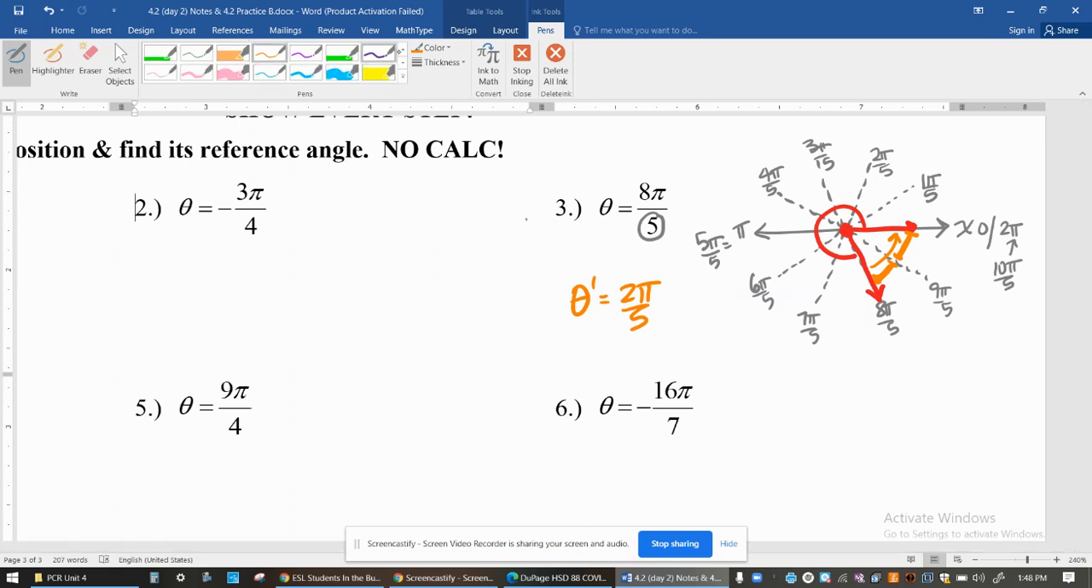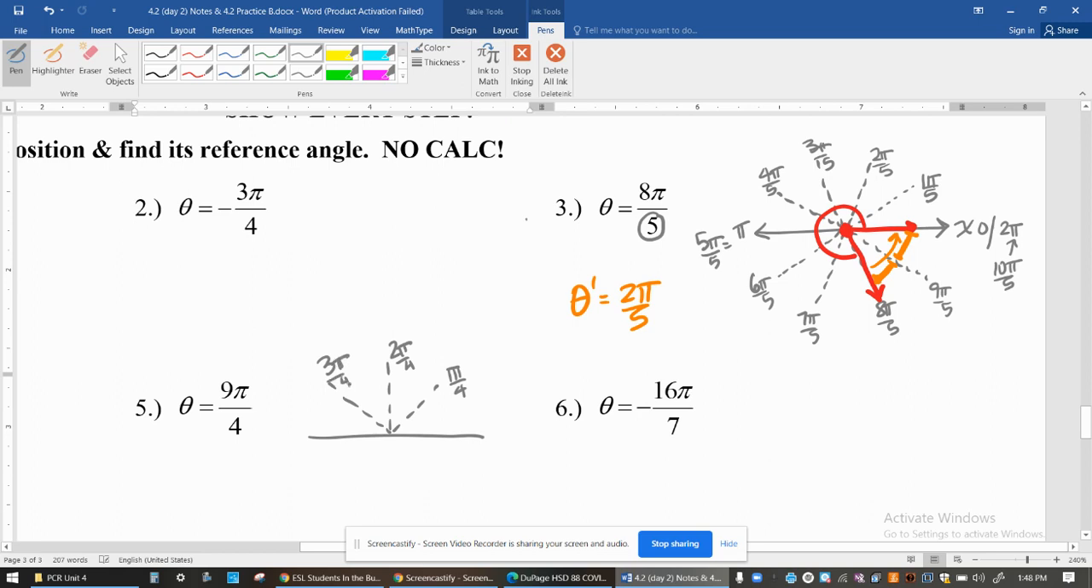For number 5, the denominator is 4. So you're going to cut each half into 4 equal parts. That means you're only going to draw 3 lines. Remember, it's always one less. So this is 1 pi over 4, 2 pi over 4, 3 pi over 4. You know you're on the right track if this always reduces to 1 pi. Then we're going to keep going.